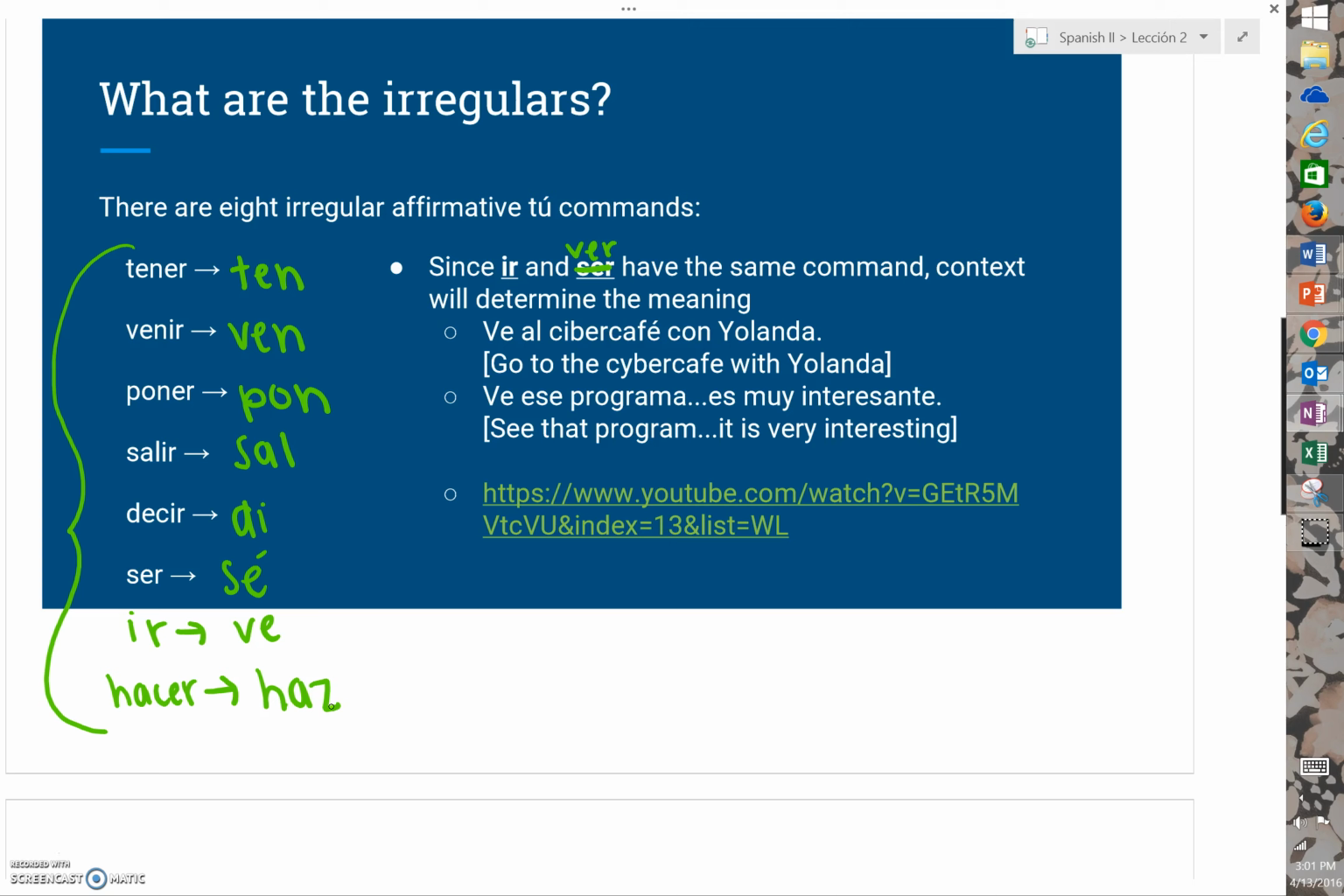We're going to learn a couple different songs to help us remember the irregular affirmative tú commands. Again, I highly recommend that you memorize them. There's no other way to remember them.